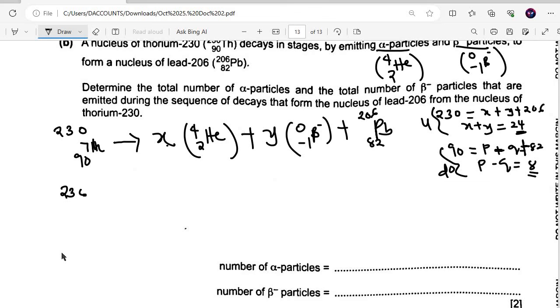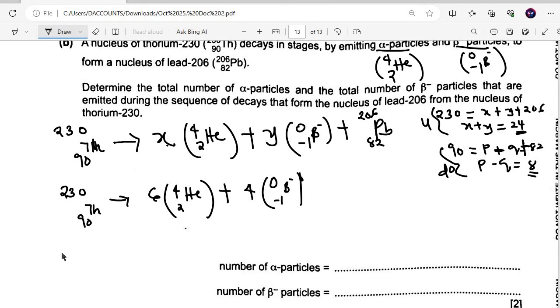Okay, I think I have an idea of what is going on. Since the upper part must give me 24, I'll put X as 6, helium 4,2. The lower part must give me a difference of 8. 6 times 2 is 12, so the beta part has to be 4, in such a way that the down part gives minus 8. I think this is the answer: 82 lead. So the total number of alpha particles is 6, beta particles is 4. Check it properly. That's it.